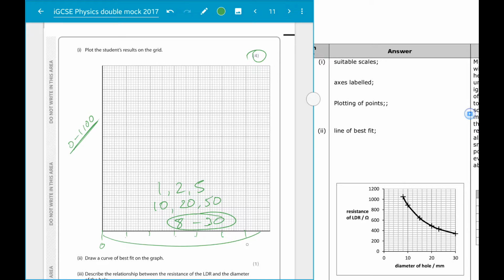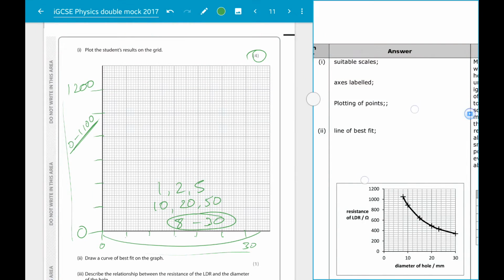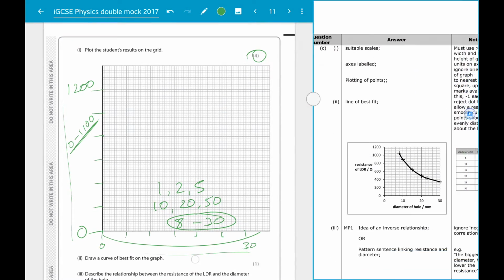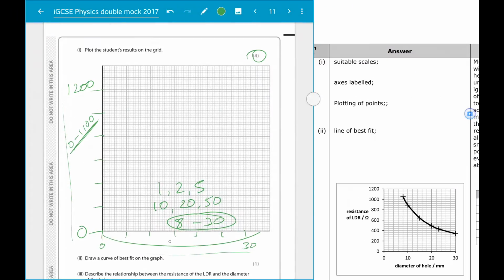And this would go up in 200 through 400, 600, 800, 1000, 1200 would fit that range of values from 0 to 1100. That would fit there. This would fit there. Labeling the axes, so you've got here diameter, and that should be resistance. Include units, so millimeters, ohms.